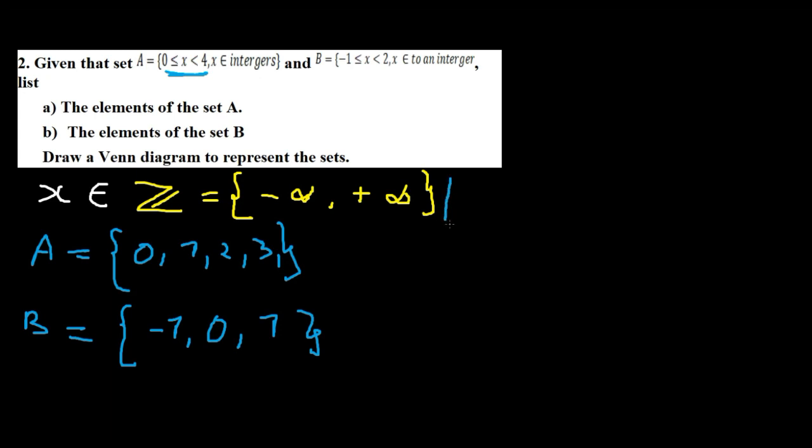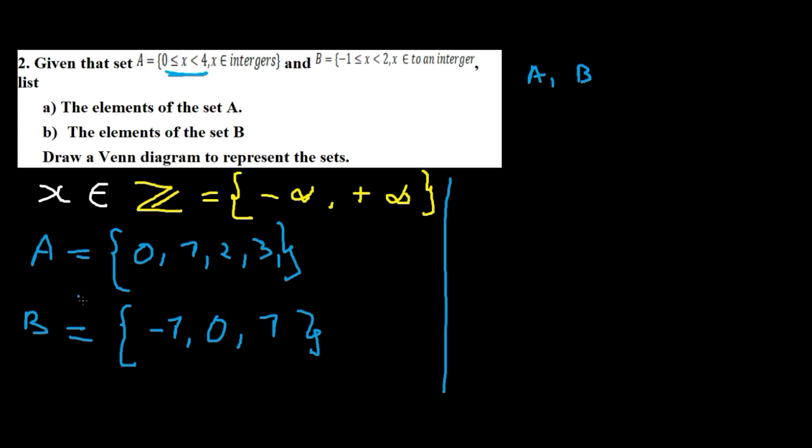Now the final question says to draw a Venn diagram to represent the set. To draw a Venn diagram, you need to know the relationship between your set A and B. When we talk of relationship here, you can be looking for things like the union, the intersection, the complement, the subset, and all that. You need to take a critical look at the two sets.